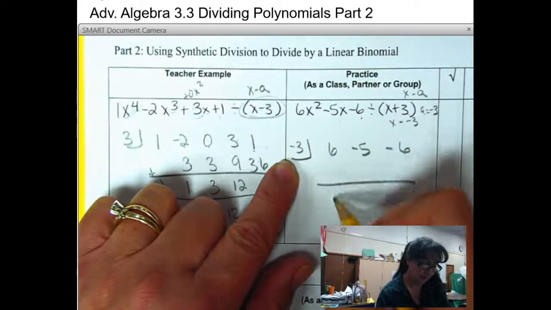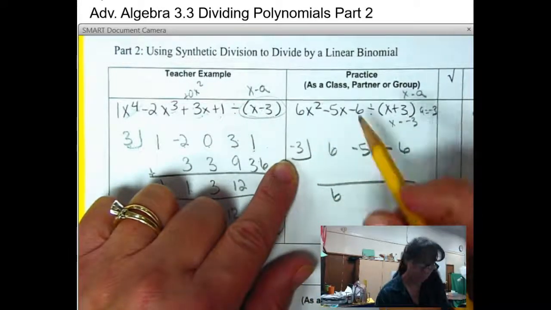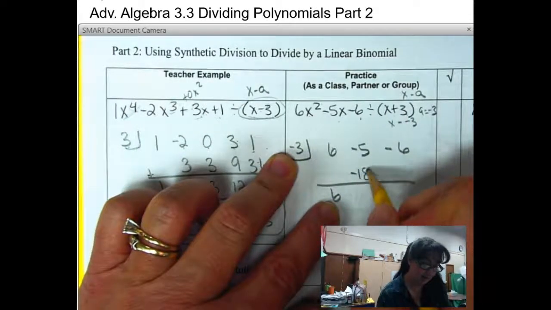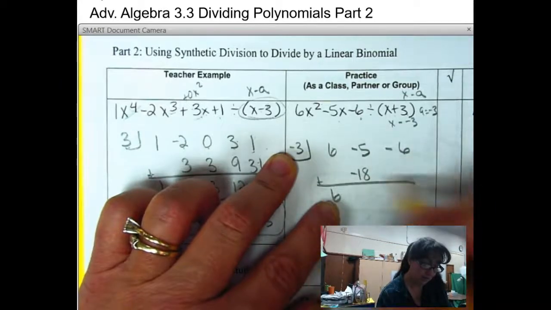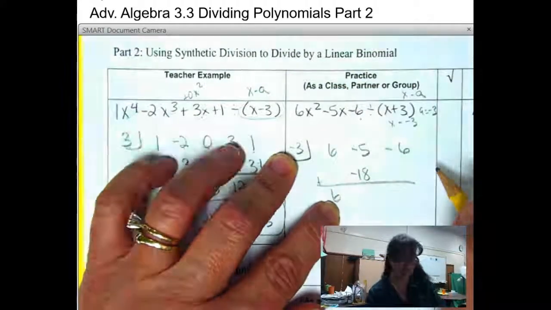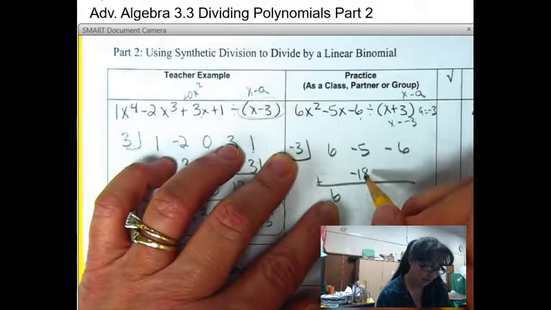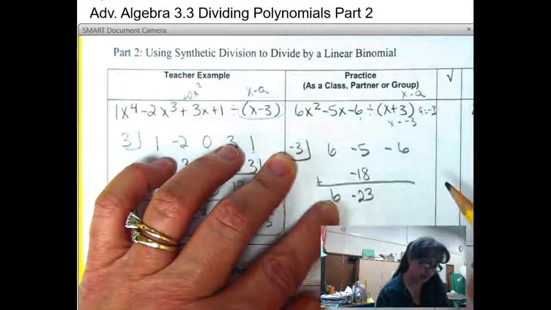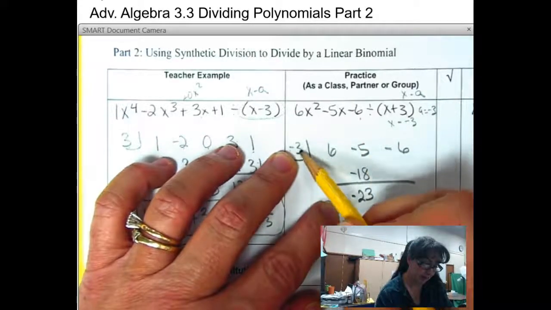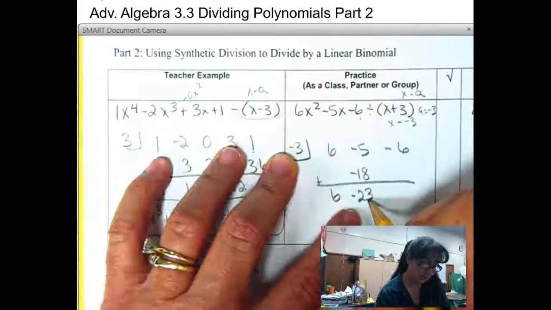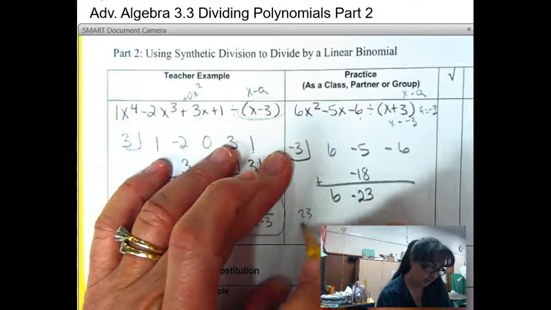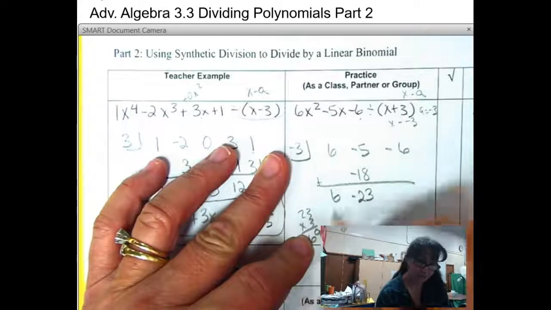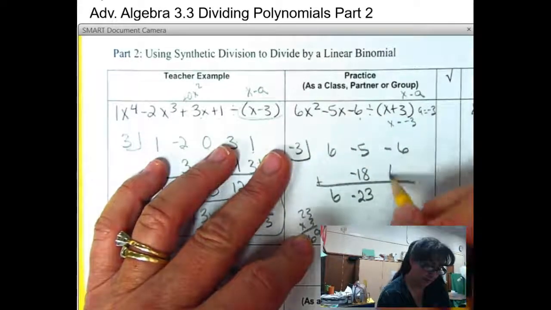I'm going to bring the first coefficient down, and I'm going to multiply. Negative 3 times 6 is negative 18. Okay, and remember that I find the sum of these. So negative 5 plus negative 18 is negative 23, and I multiply negative 23 times negative 3. So 23 times 3 is 69. So negative times a negative is going to be positive.